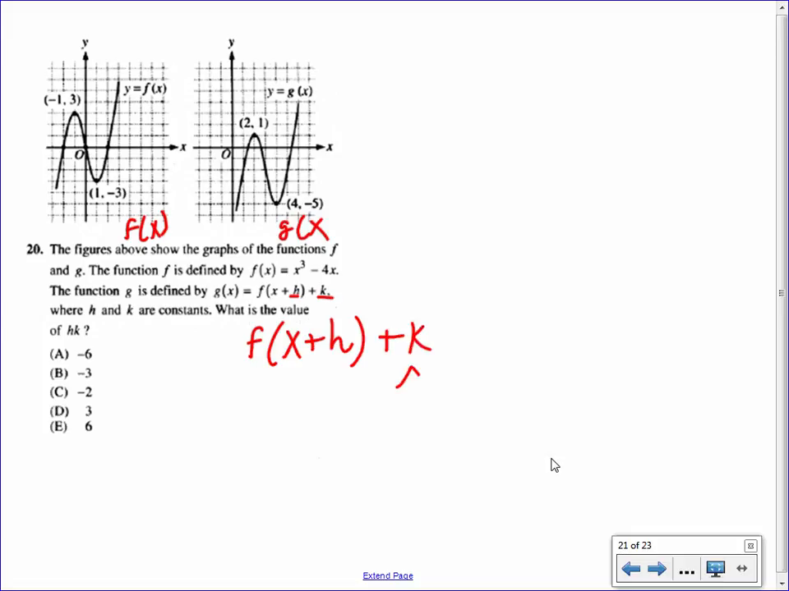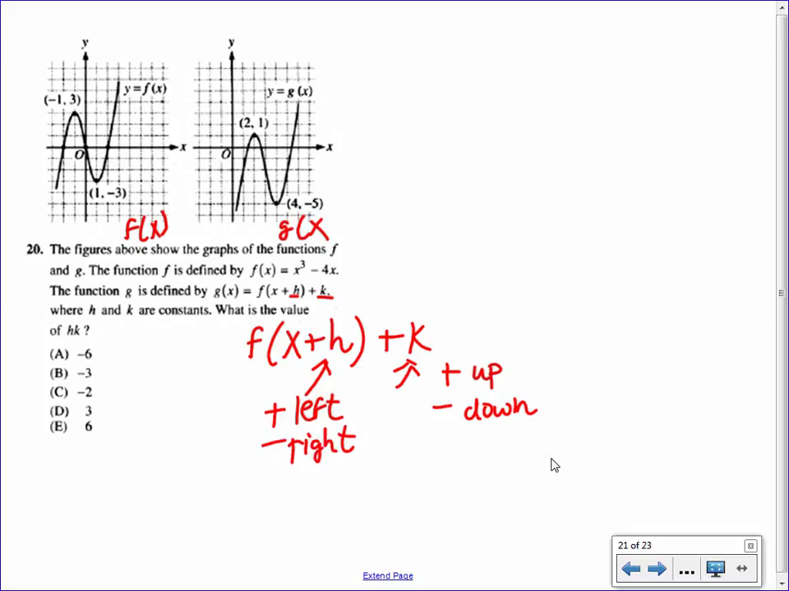So k means how many places did this shift vertically, and plus means shifted up, minus means shifted down. Now the horizontal movement, which is indicated by h, is a little bit less intuitive. Normally you'd think of negative signifying a movement to the left, but in this case, you might remember from algebra 2, plus with the h value means movement left, and minus means movement right.